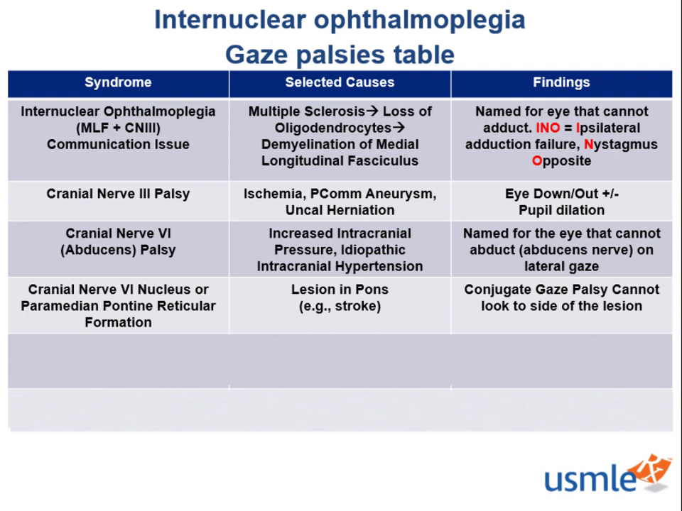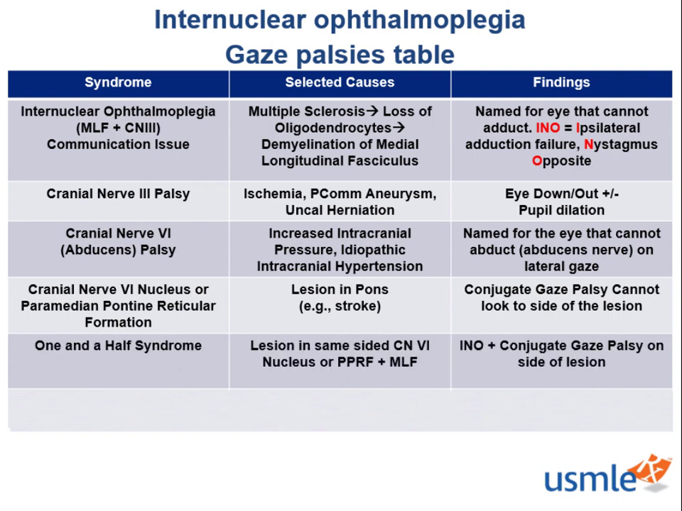That is, the left pons and its components, the cranial nerve 6 nucleus and PPRF, coordinate leftward gaze, while the right pons coordinates rightward gaze. Next, the 1.5 syndrome occurs with a lesion on the same side such that the lesion is either in the nucleus of cranial nerve 6 or the PPRF and the MLF, but all of these occur on the same side.